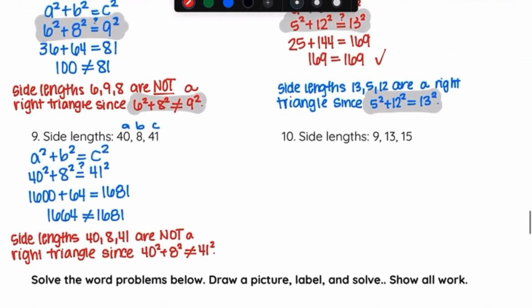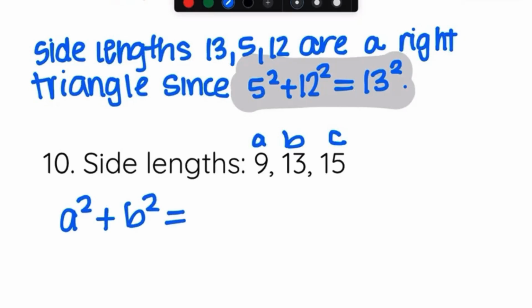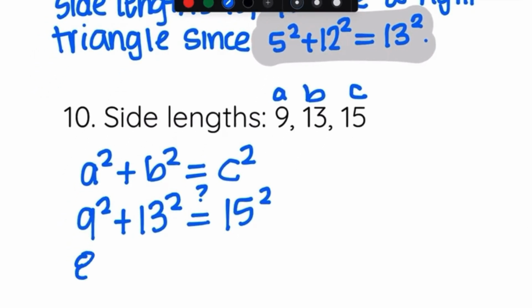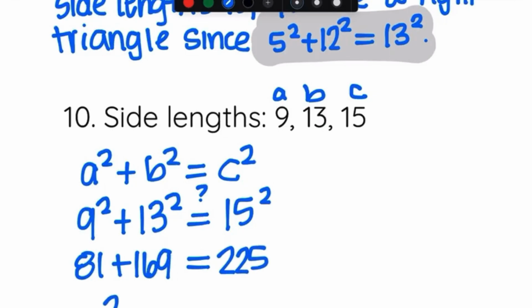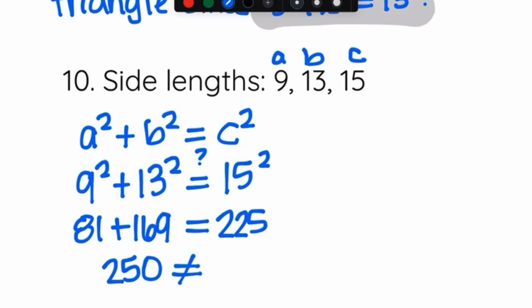Last one on the converse. So again, my biggest side is C, and then the other two are A and B. And again, just like always, I'm writing my formula. That keeps me from making a dumb mistake when it's completely avoidable. So I've just plugged in just like I've labeled it. 9 times 9 is 81, plus 13 times 13 is 169. We're saying, is that equal to 225? And when I add those up, I get 250, and that is not equal to 225.